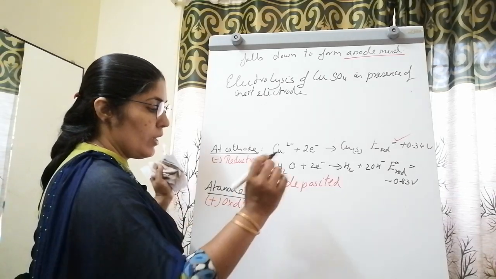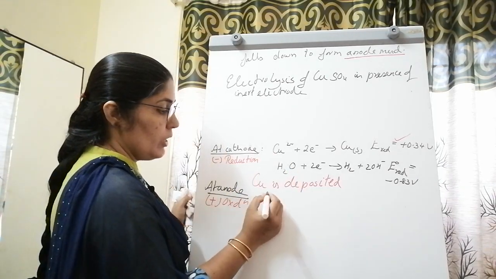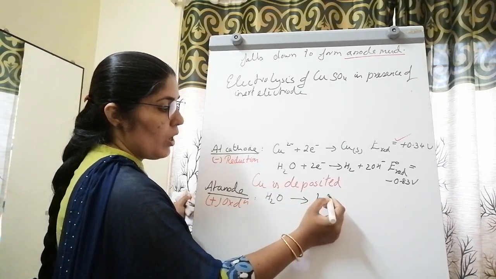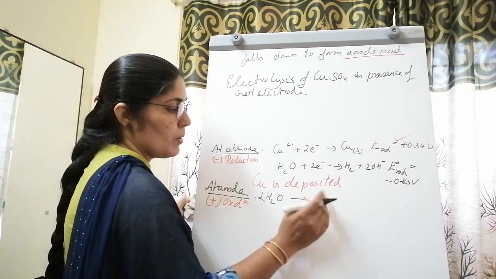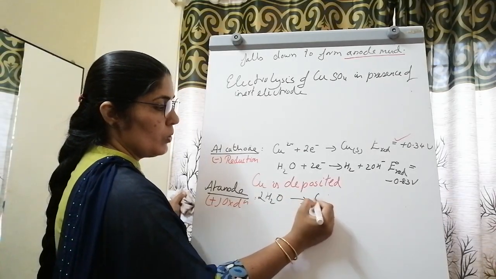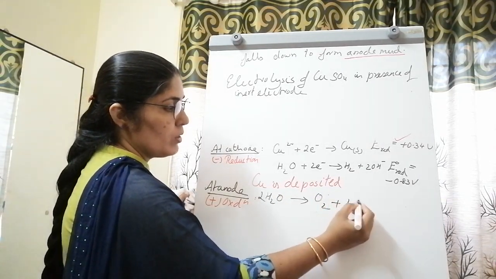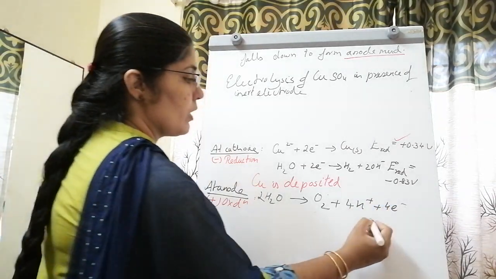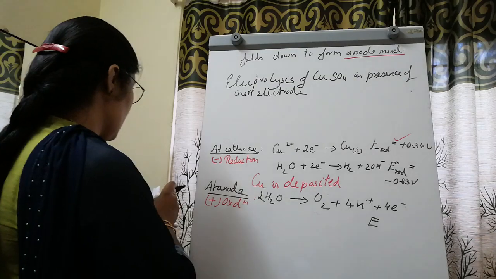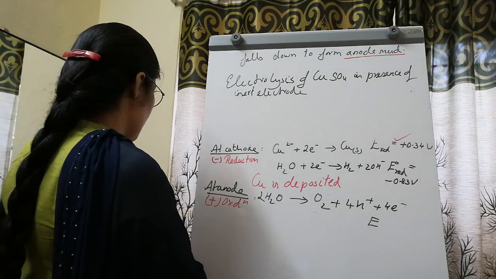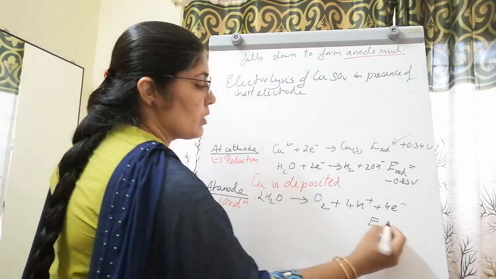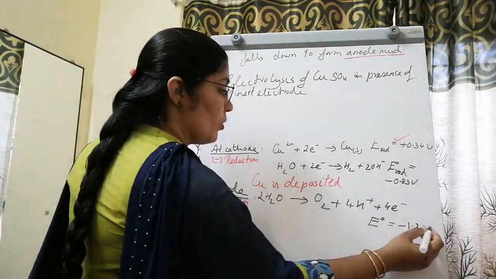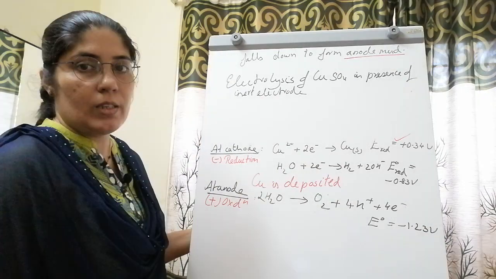You can see that we can have two possibilities of oxidation. Either the water is getting oxidized: 2H2O gives O2 plus 4H+ plus 4 electrons. We learnt in our last class that the reduction potential for this reaction is found to be minus 1.23 volt. Minus 1.23 volt is given.